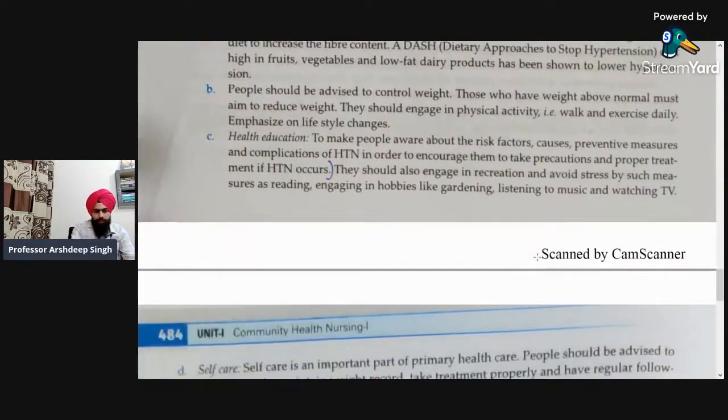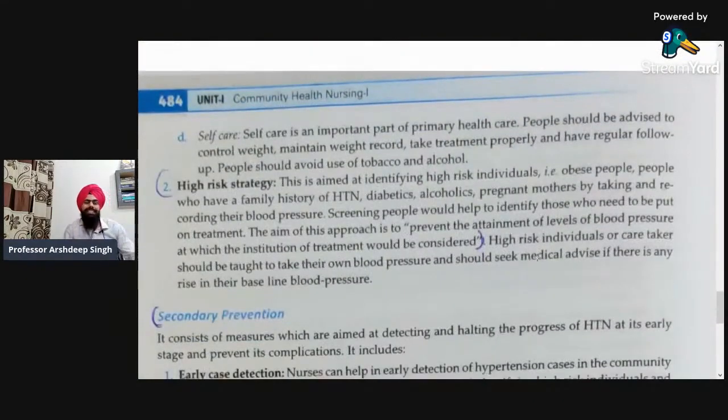Okay. Next is self-care. That is also an important point. If you do not care for yourself, you might get different infections and diseases. So hypertension is one of them.